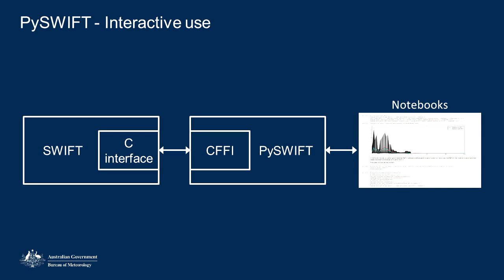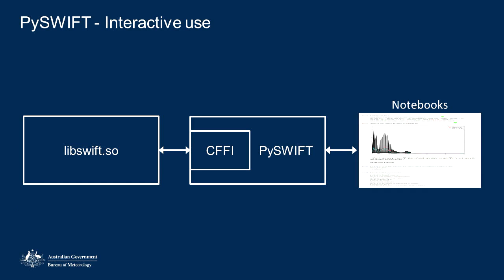And so what happens is we compile this. We get a shared object file, libswift.so. And this can now be loaded in PySWIFT using CFFI. CFFI stands for C Foreign Function Interface. It's a Python package. So through this, we can call the C functions. And then PySWIFT adds a nice interface, adds a bit more functionality as well.